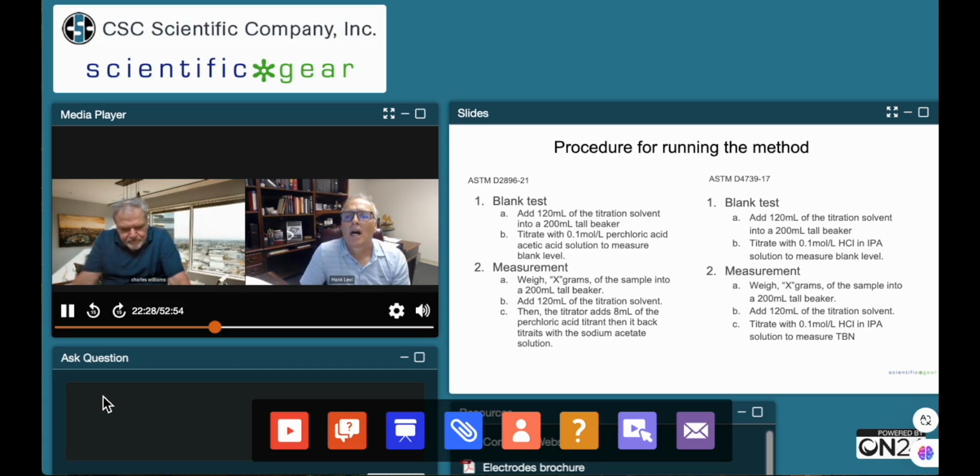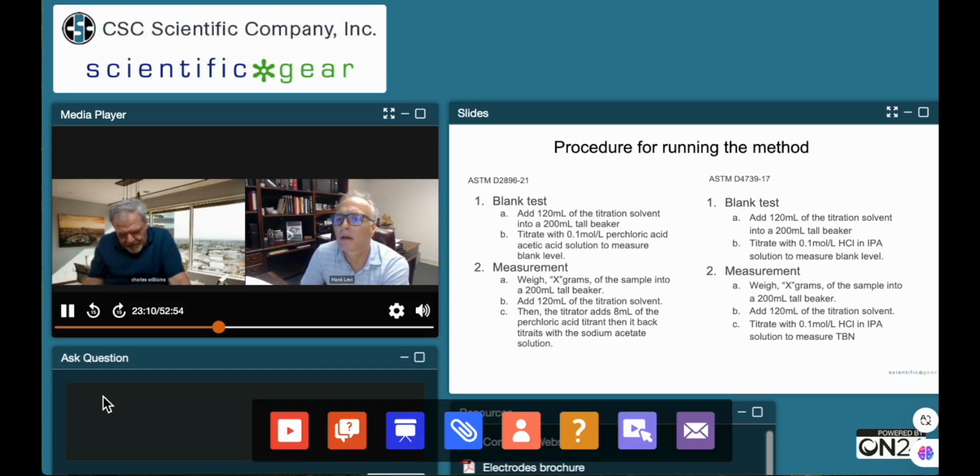Okay, got it. All right, so in that particular case, the blank test, and then you titrate with 1 mole of perchloric acid, acetic acid solution to measure a blank level. That's that 0.0037 that we talked about, I think, before. And then when we go to the measurement, we're going to weigh out X grams. I keep saying X grams, Charlie, but I think you keep saying something about the appropriate amount, right? Appropriate amount according to the table in the method. Because there again, if the TBN is low, you need more sample in order to get it to register. If it's really high, you need less sample.